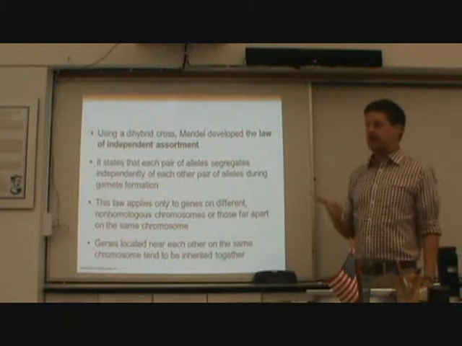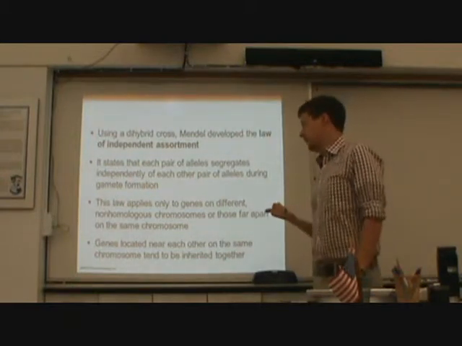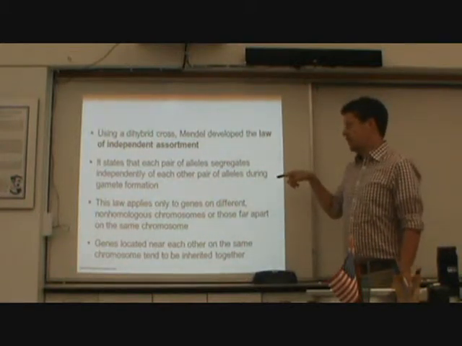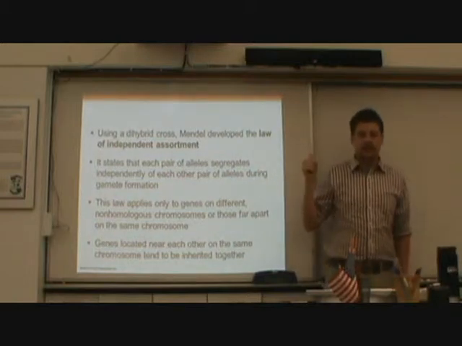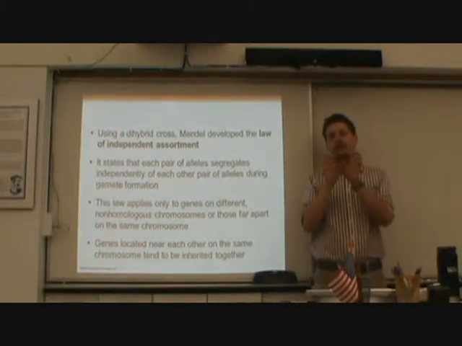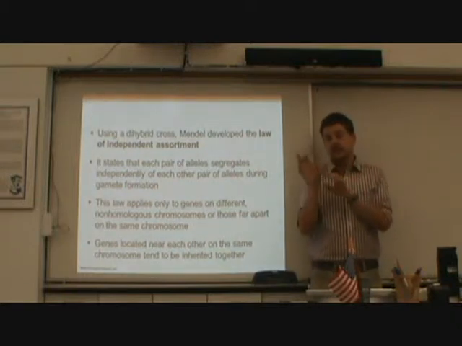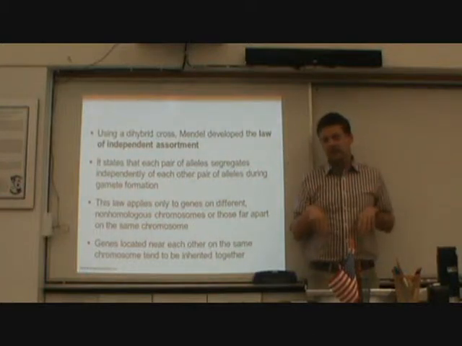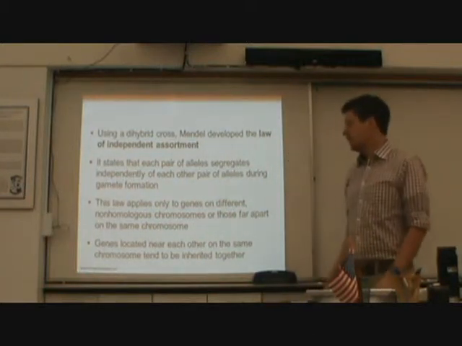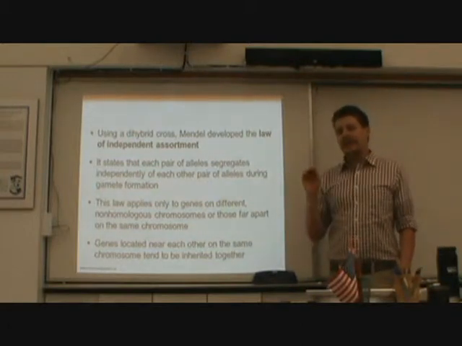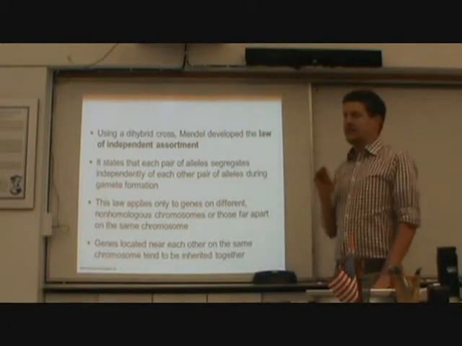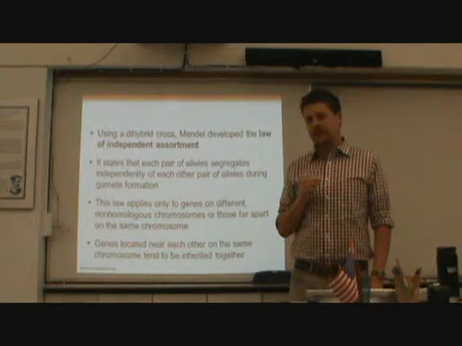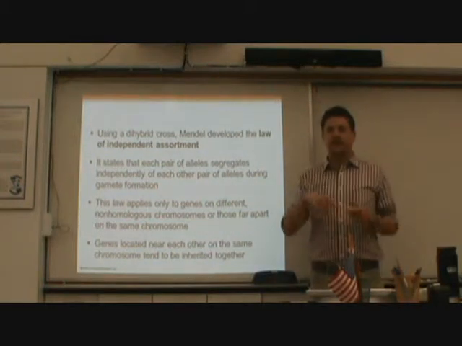Okay, so using that dihybrid cross, he was able to come up with the law of independent assortment, which states that each pair of alleles is going to segregate independently of each other pair of alleles during gamete formation. So not only are the two different alleles for the same gene segregating, but they're doing so independently of the alleles for other genes. And the catch there is that this law only really applies to genes that are not on the same chromosome, or ones that are far apart.